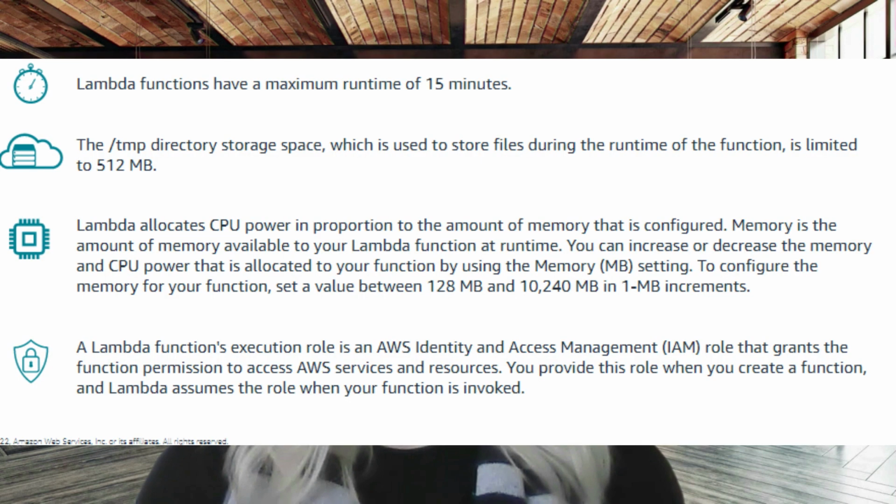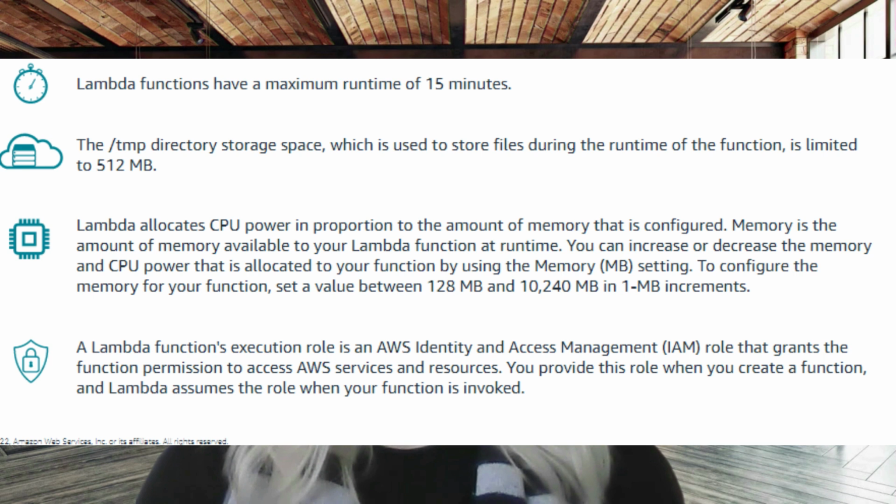What else should you keep in mind when using Step Functions? Lambda considerations. Because Lambda is a service that is often used to build out Step Functions, you should be aware of limitations concerning Lambda. Lambda functions have a maximum runtime of 15 minutes. The /tmp directory storage space, which is used to store files during the runtime of the function, is limited to 512 megabytes. Lambda allocates CPU power in proportion to the amount of memory that is configured. Memory is the amount of memory available to the Lambda function at runtime. You can increase or decrease the memory and CPU power that is allocated to your function by using the memory setting.